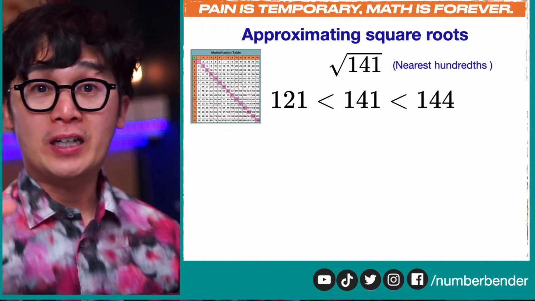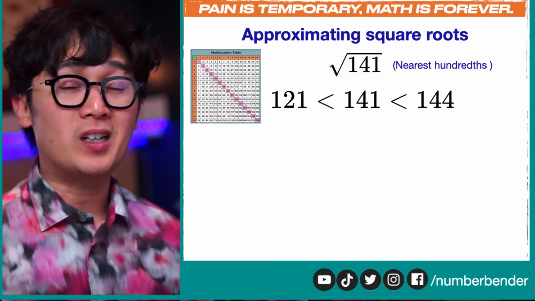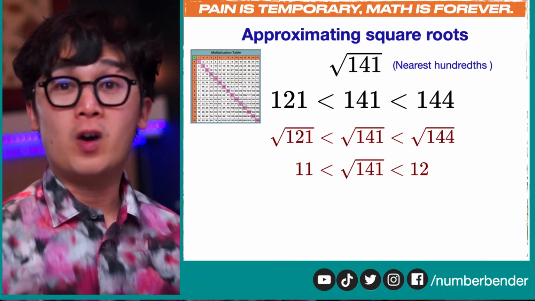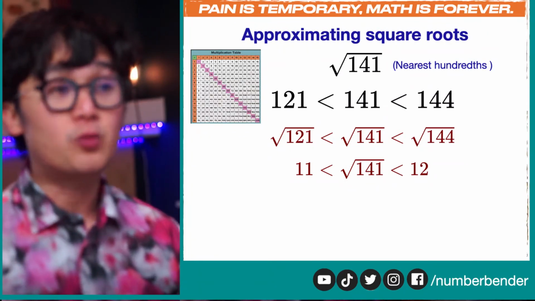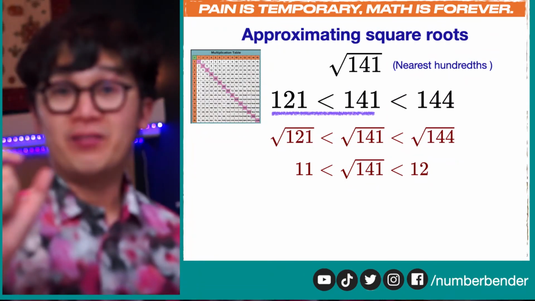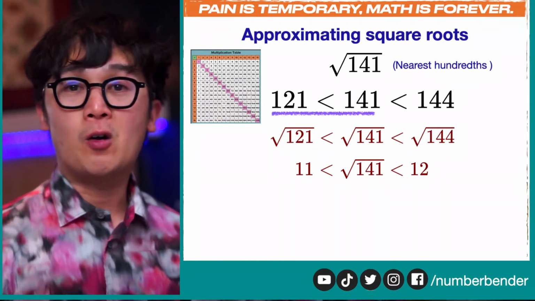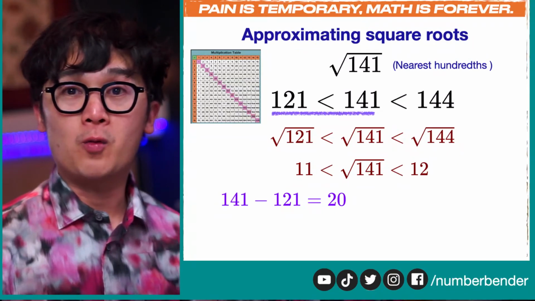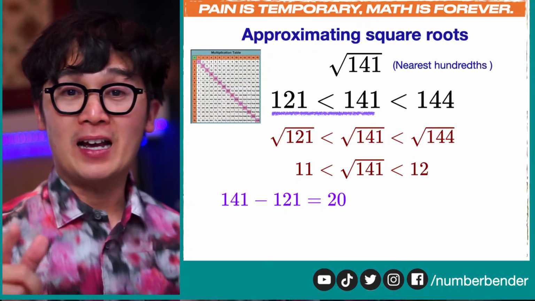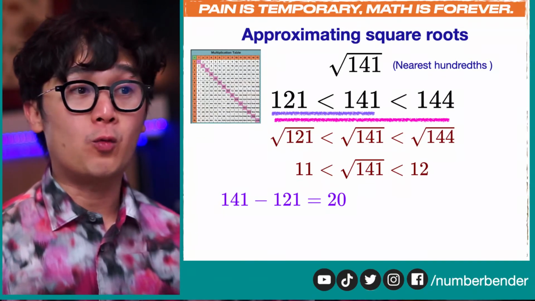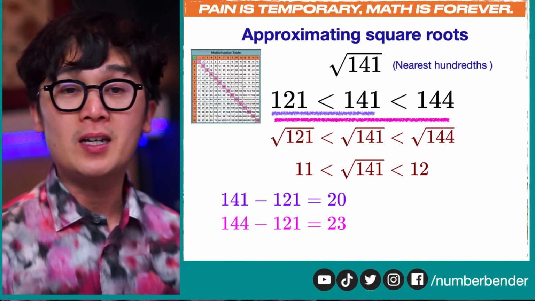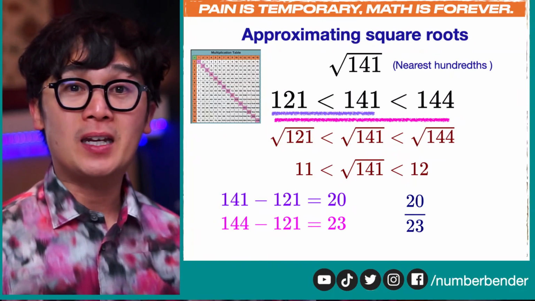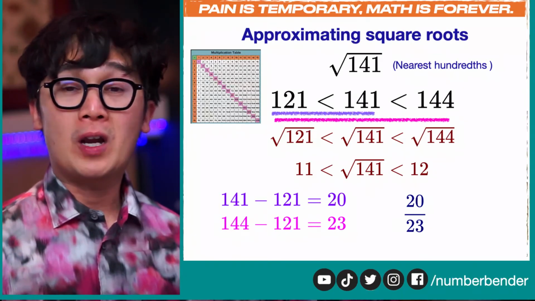So first, you need to find your estimated perfect squares that are close to 141, and we have 121 and 144. We know that square root of 121 is 11, and square root of 144 is 12, and finding out the decimal value is dependent on our perfect squares. So we started with 141 minus 121, and we got 20 as their difference, and then 144 and 121, and their difference is 23. And now we have our rational number that will help us find the estimated decimal value for square root of 141.